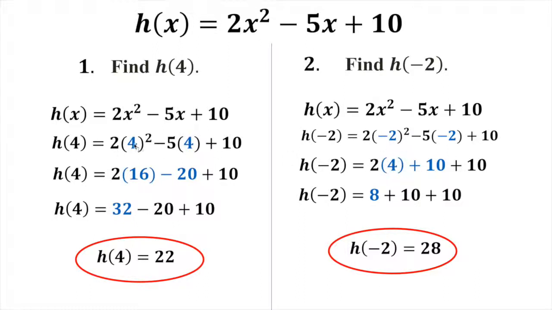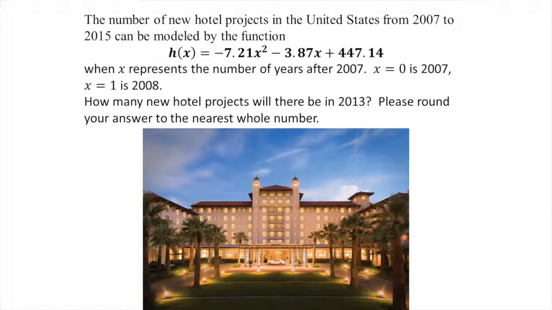Same thing on this one over here. We have to take the 4 squared first before we multiply that by 2. Those are some common errors that we see. All right, so here is one.